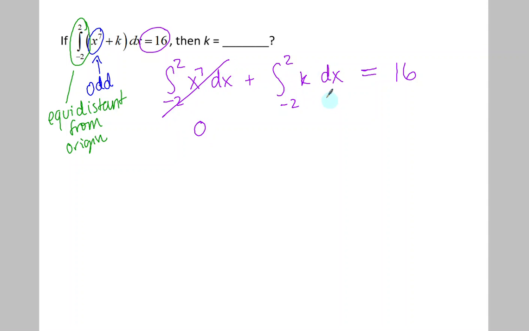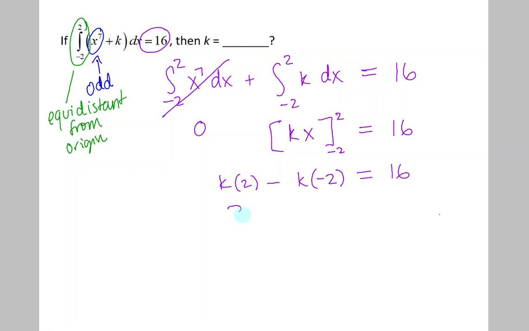This one I can evaluate using my fundamental theorem of calculus. K is a constant, so when I take its antiderivative, it becomes constant times x. Put my brackets to show I have to evaluate. Write the rest of the equation. Upper limit plugged in is k times 2 minus, then the lower limit plugged in, k times -2. This makes 2k plus 2k equals 16, or 4k equals 16, so k equals 4. Isn't that pretty neat?